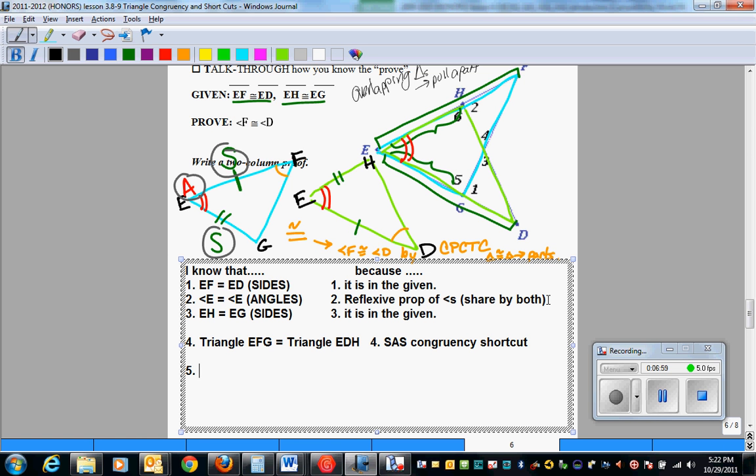Once the triangles are congruent, then we can say the parts are congruent. Therefore, we can say that angle F is congruent to angle D because of corresponding parts of congruent triangles are congruent, also known as if the whole triangles are congruent, then the parts are also congruent.